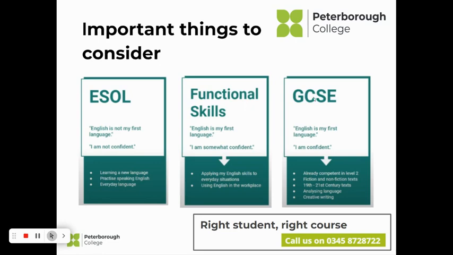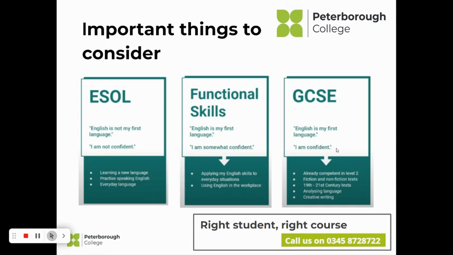Then if you wanted to go on to perhaps study at university or some other form of higher education, you might want to do your GCSE English qualification. And this is usually where English is your first language, or perhaps you've been studying English throughout your entire secondary school years, so you have a very good grasp of the language and you feel very confident. Then you would go on to do your GCSE English, and that would help you to apply for university courses.